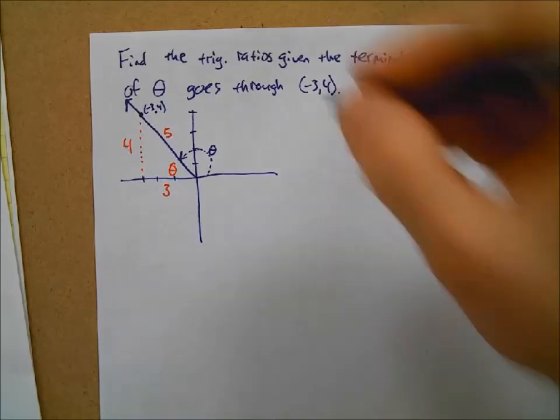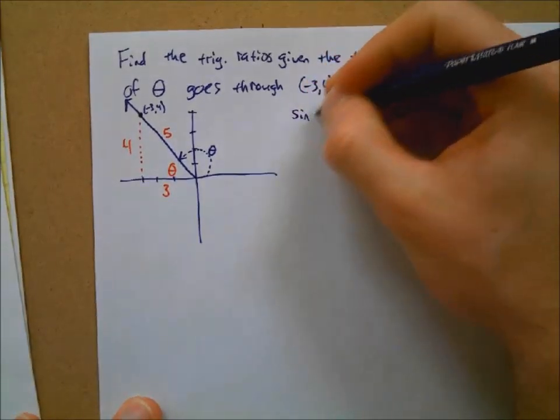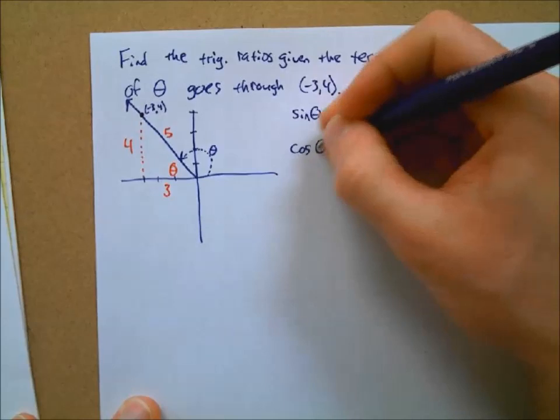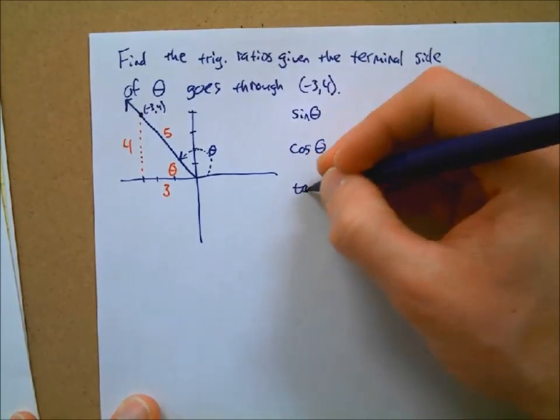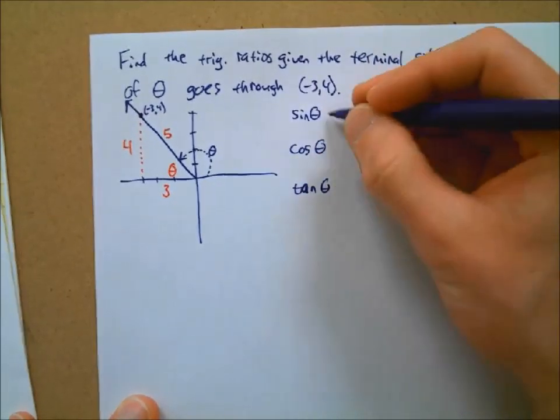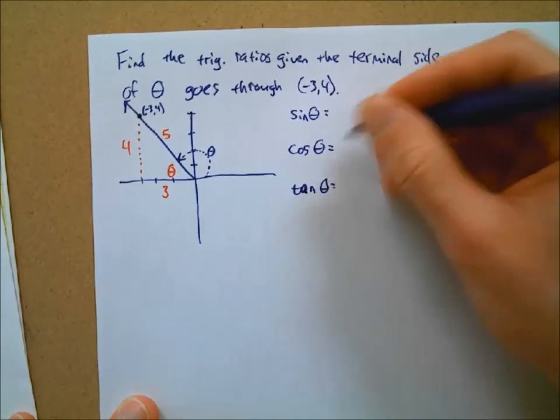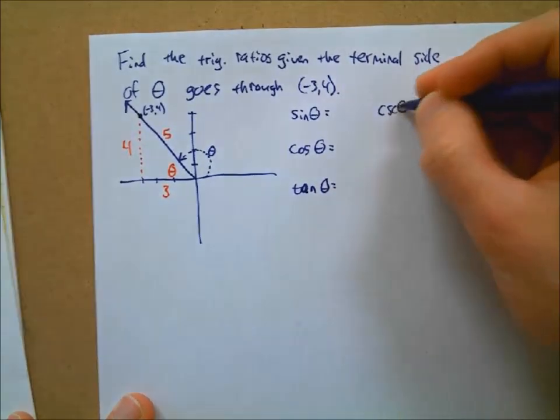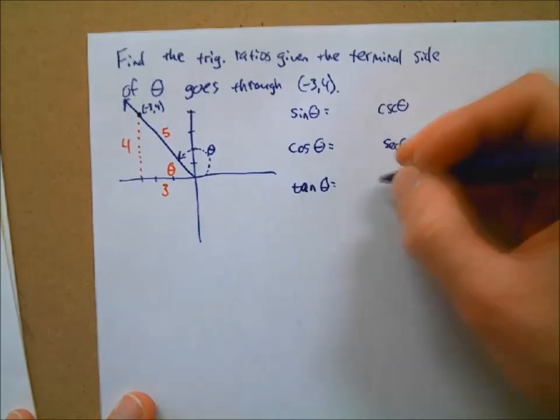So let's now take the sine, cosine, and tangent of this angle theta, and then we'll also go ahead and do the reciprocal trig functions too. So cosecant, secant, cotangent.